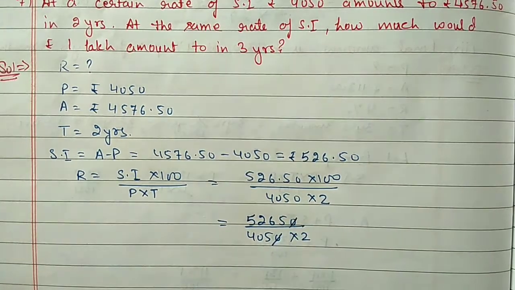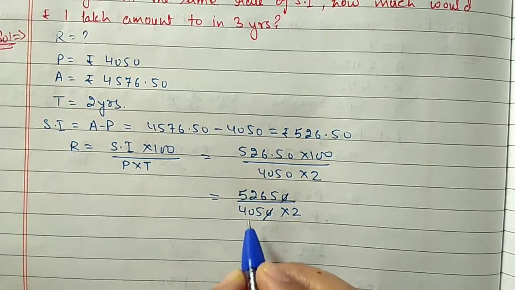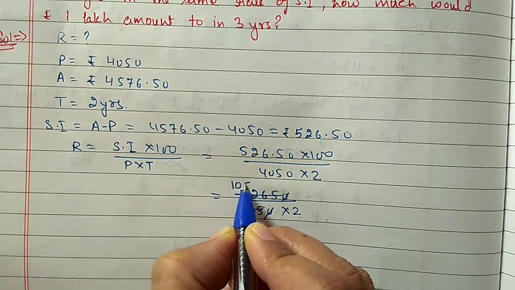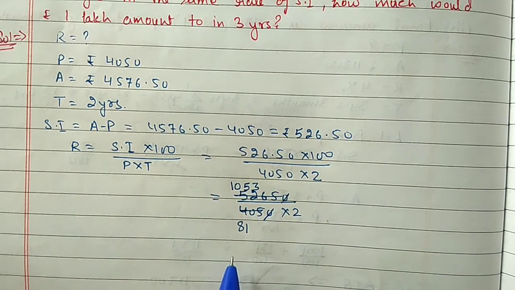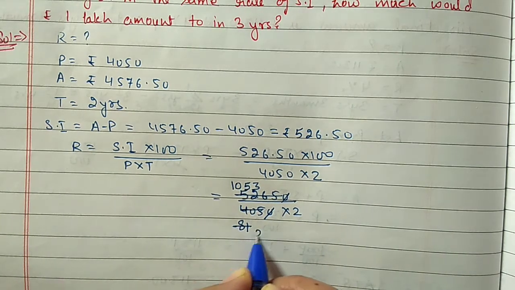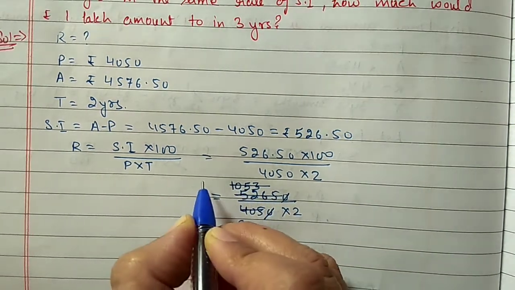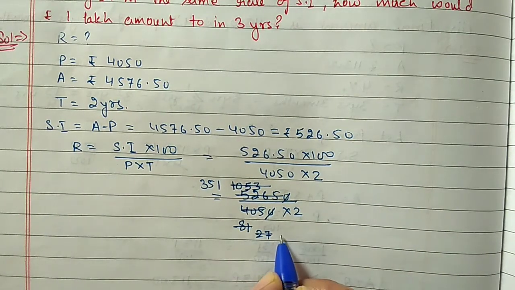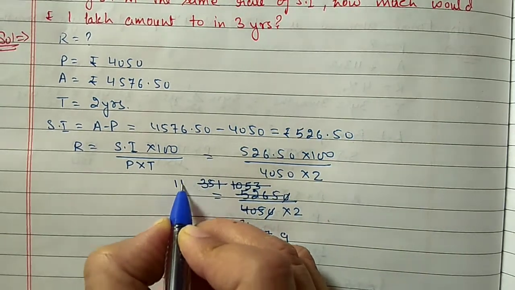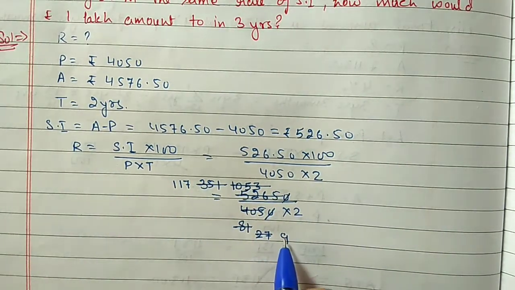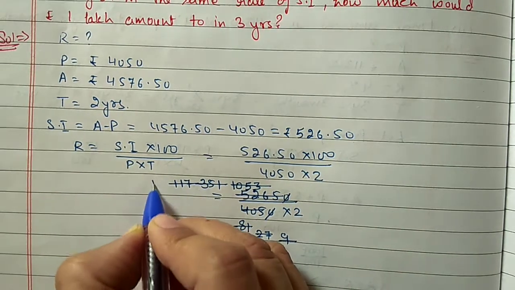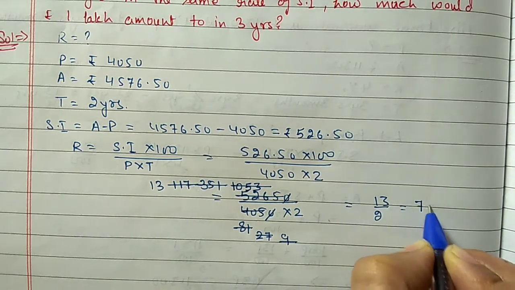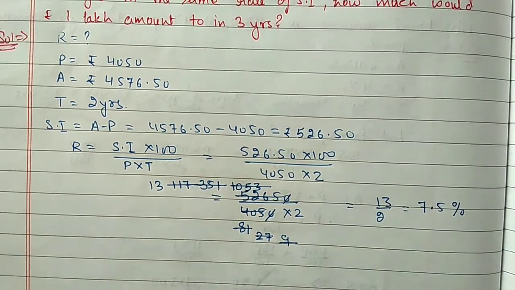Now this 0 we can cancel out, and with the 5 table we can cancel out. 5 8s are 40, 5 1s are 5, then 5 10s are 50, 5 3s are 15. Then again we can cancel with the 3 table. 3 2s are 6 and 7, 3 3s are 9, 5 and 1 time. Again with 3 we can cancel. 3 9s are 27, 3 1s are 3 and 7 times. Then again 9 1s are 9 and 9 3s are 27. So 13 by 2, or we can write 7.5% is the rate of interest.